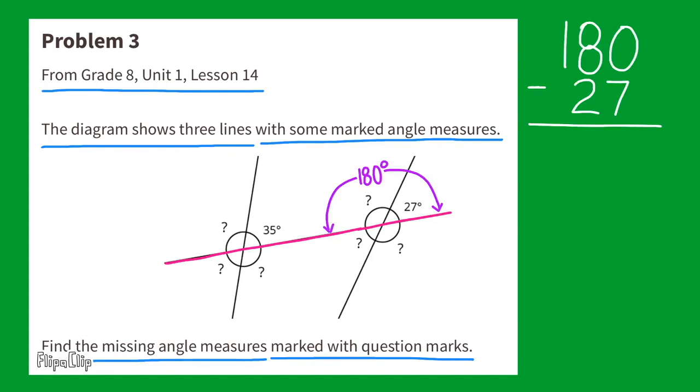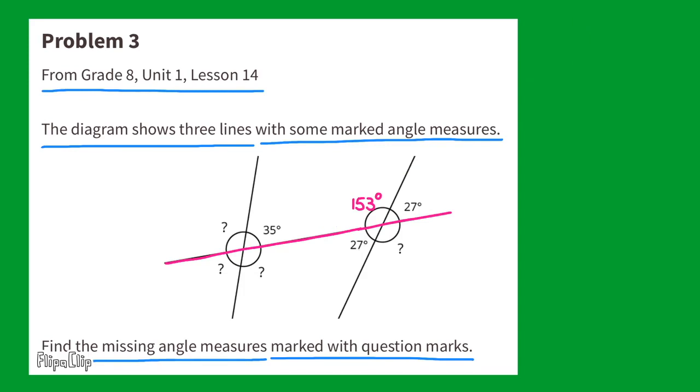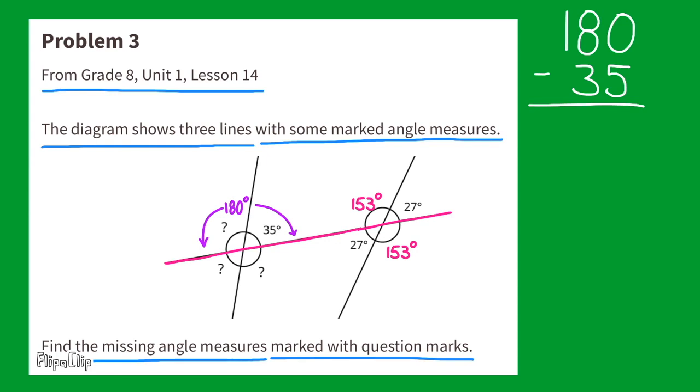180 degrees minus 27 degrees equals 153 degrees, so this first missing angle measures 153 degrees. Let's go back to the angle that measures 27 degrees. Its vertical angle also measures 27 degrees, so we can change that question mark to 27 degrees. And the remaining question mark for the group of angles on the right-hand side is the vertical angle of 153 degrees. Let's use the information that they gave us on the left side of this problem.